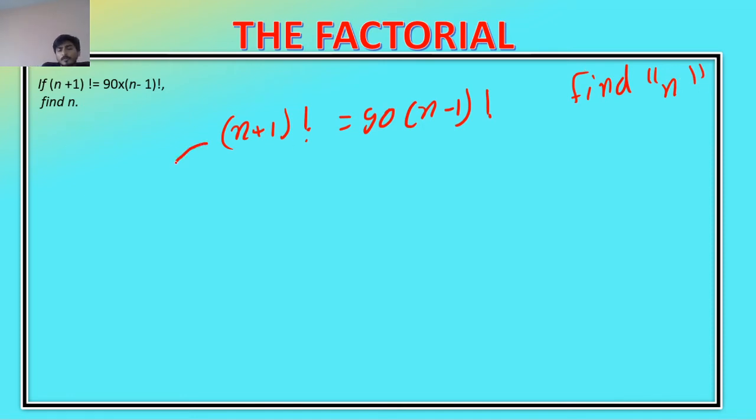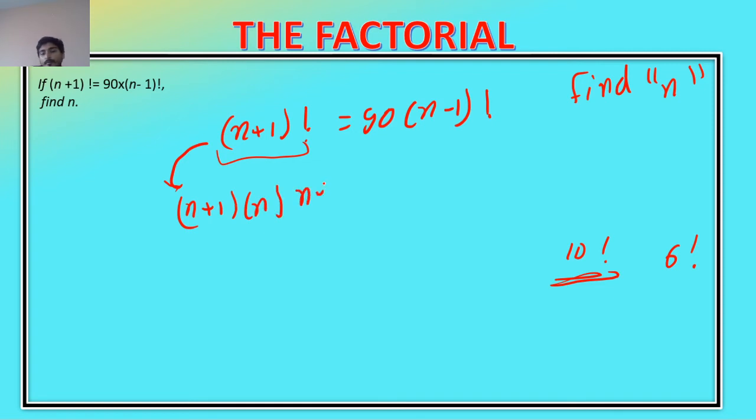So see, first of all, try to split the factorial of the highest number. If you have, say, 10 factorial and 6 factorial, first always try to split the factorial of the bigger number and try to get it in the form of the lower factorial number. In the same way, I will try to break n plus 1 factorial in this form: n plus 1 into n minus 1 factorial. Is it clear? So same way, here what we have is 90 into n minus 1 factorial.